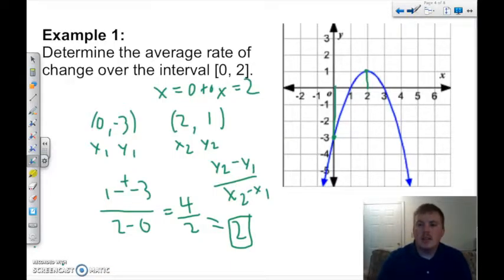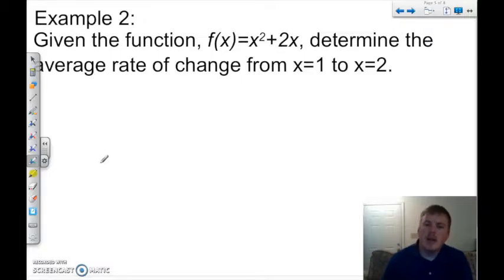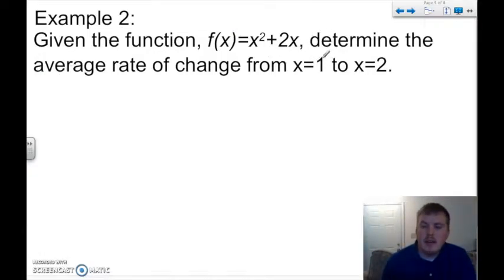Alright, so now let's look at another example you might see. Sometimes they might give you the function and ask you to find the rate of change over a specific interval. So in this one, we are going to have to plug in these x values, similar to what we did in the graph, but this time we're going to have to actually plug these into the function. So I'm going to have to evaluate two functions. I'm going to have to evaluate f of 1, and I'm going to have to evaluate f of 2, because those are the two x values that they gave me to evaluate.